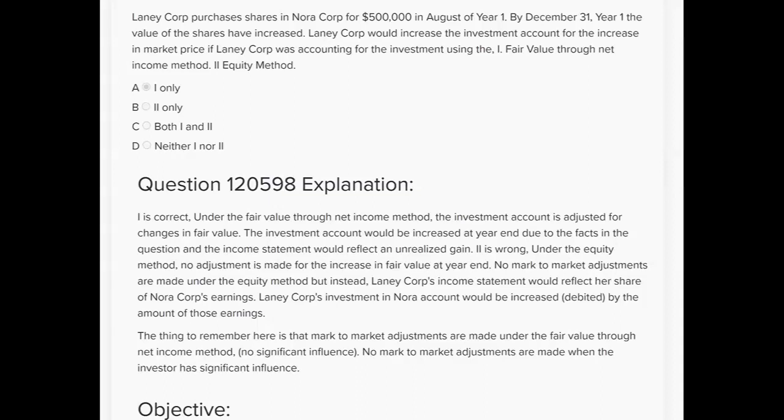Yes, because you do a mark to market at year end, and the increase in value would be reflected in the investment account. You would debit the asset, credit a gain on the income statement. But under the equity method, you would not do that because we don't have a mark to market adjustment under the equity method. Instead, we pick up the income from investee on the income statement, which increases the investment account for that same amount, and then we reduce the investment account for any dividends received. But we don't do a mark to market under the equity method.